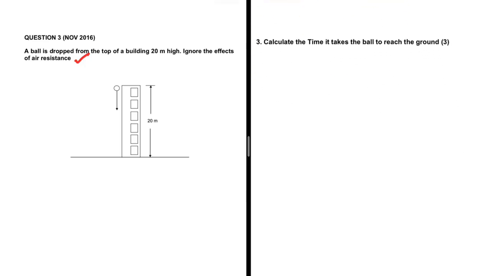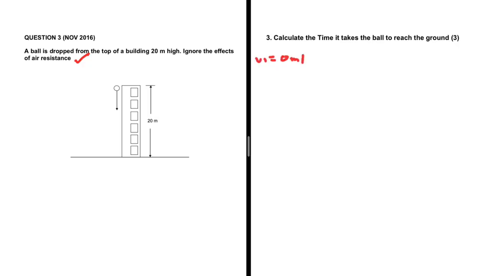So the third question, calculate the time it takes the ball to reach the ground. Let's see how we can do that. We have our initial velocity, obviously, which is equal to 0 meters per second. We have our acceleration, which is 9.8. We have our displacement, which is minus 20, right? And then, what else do we have? Well, we're looking for the time, delta T. We're interested in the time.